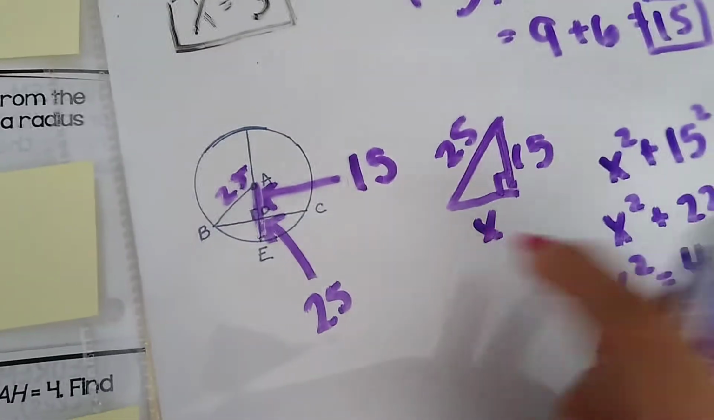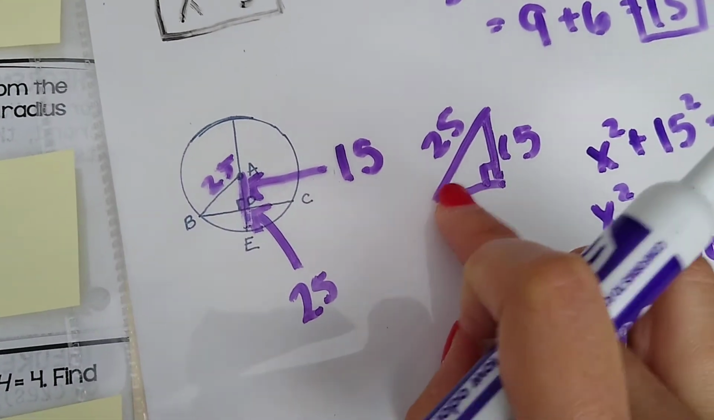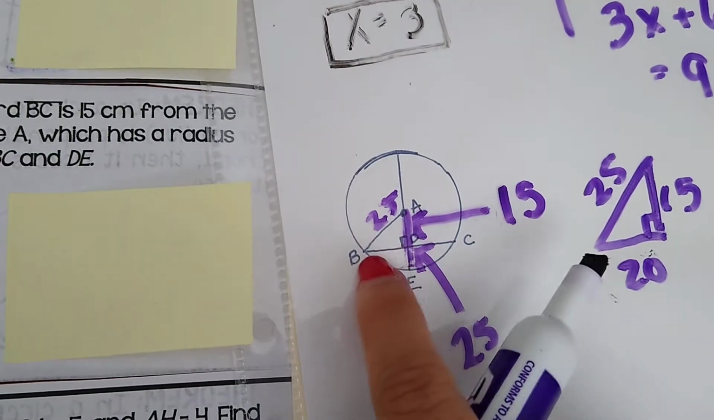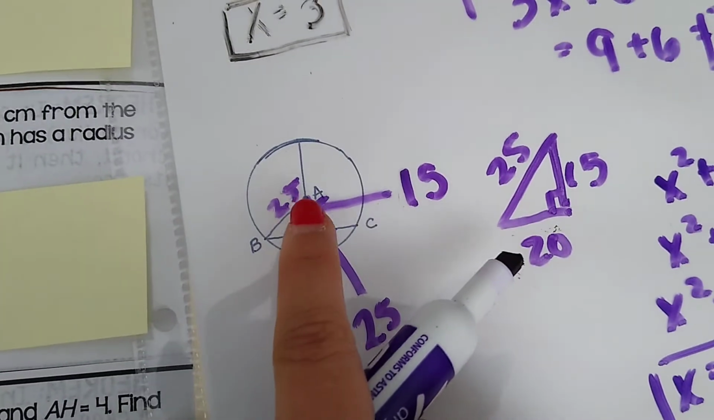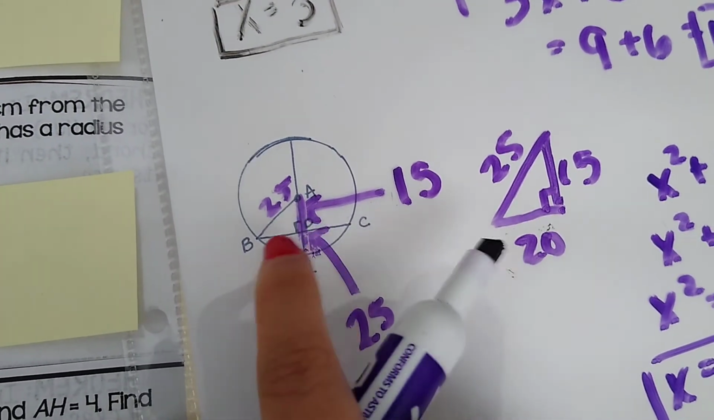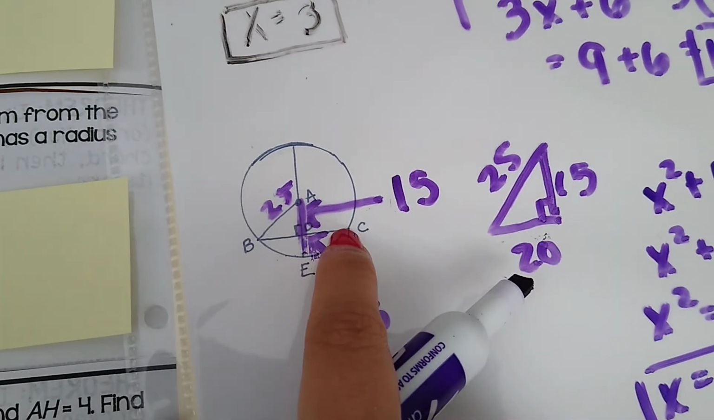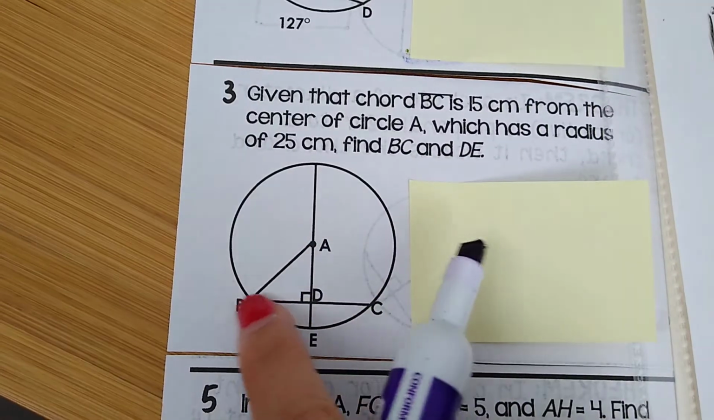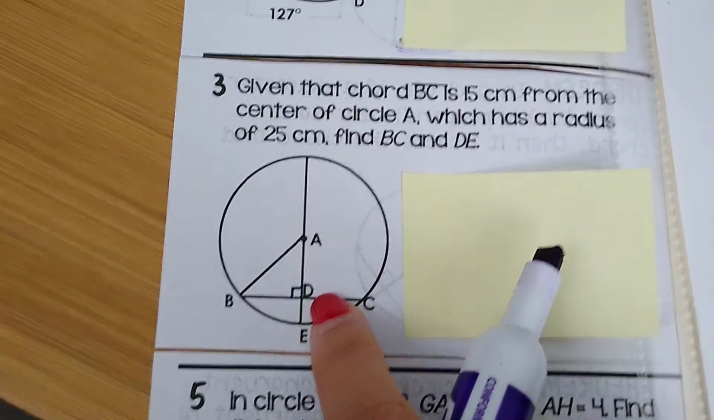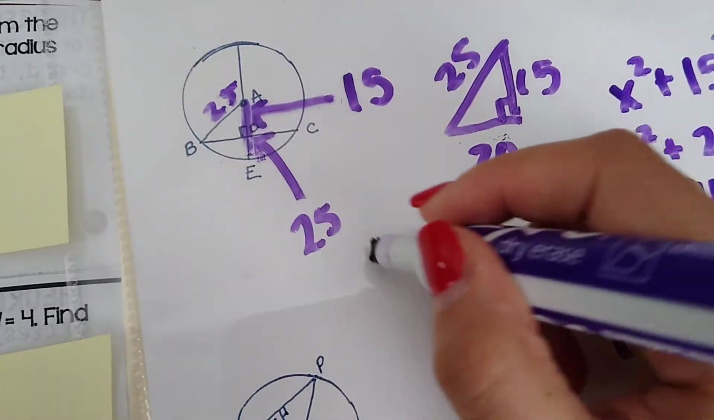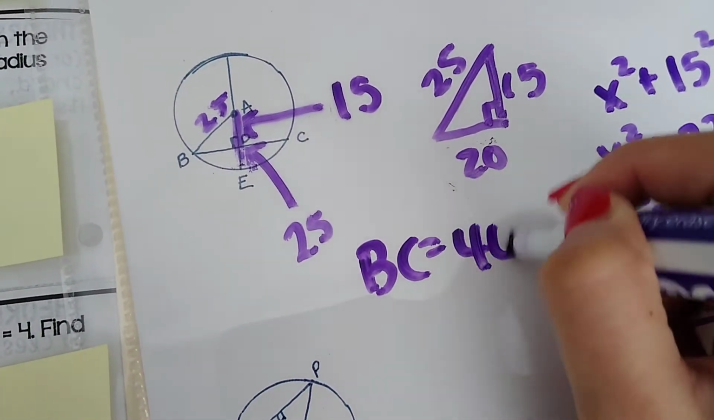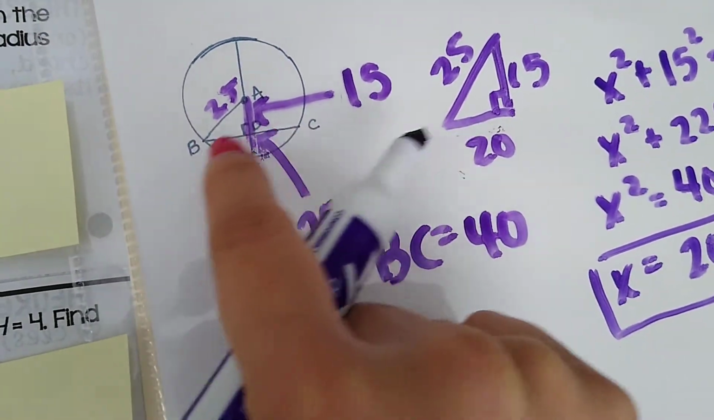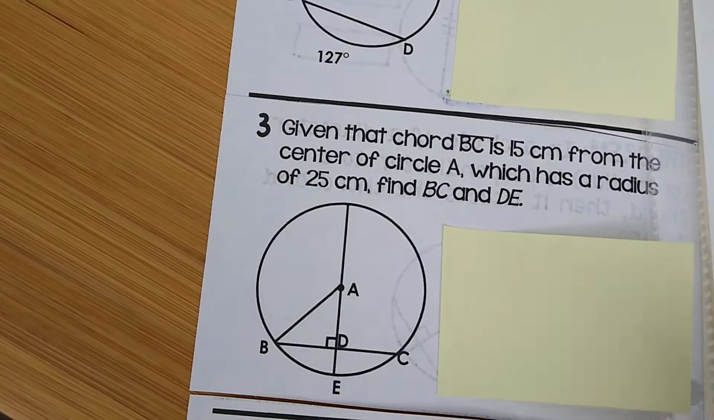So if this is 20 here, I'm going to go ahead and erase that part. That's BD, right? So if BD is 20, and we know that this bisects the chord, this is 20, this also has to be 20. So it says find BC and DE. Well, BC is now 40, right? Because we doubled it again. 20 times 2 is 40. And then they're asking us for DE.